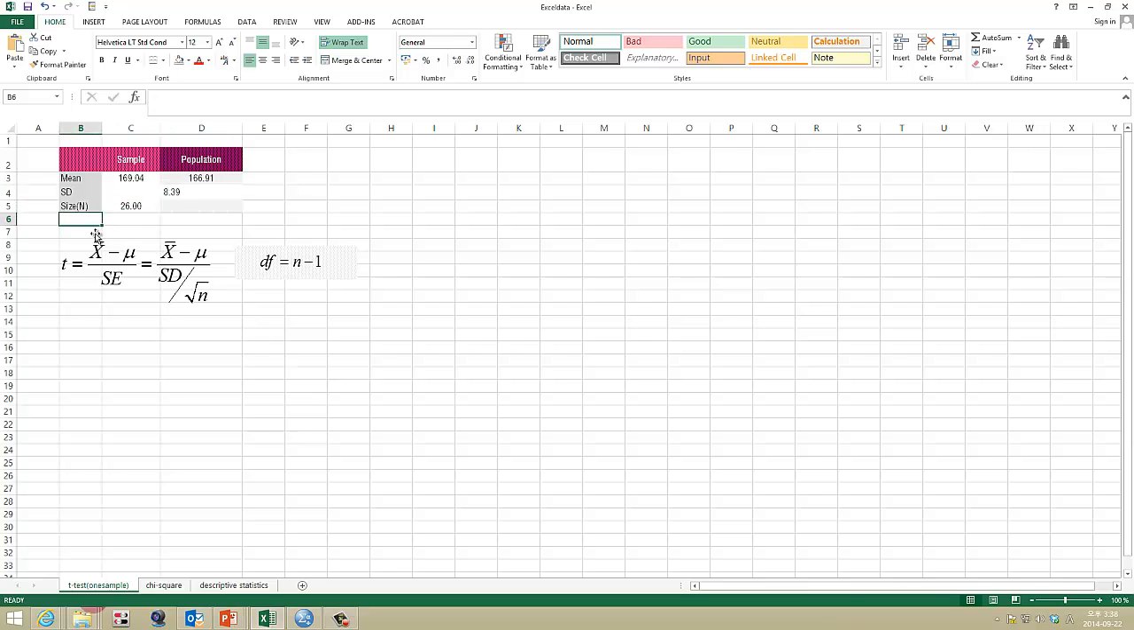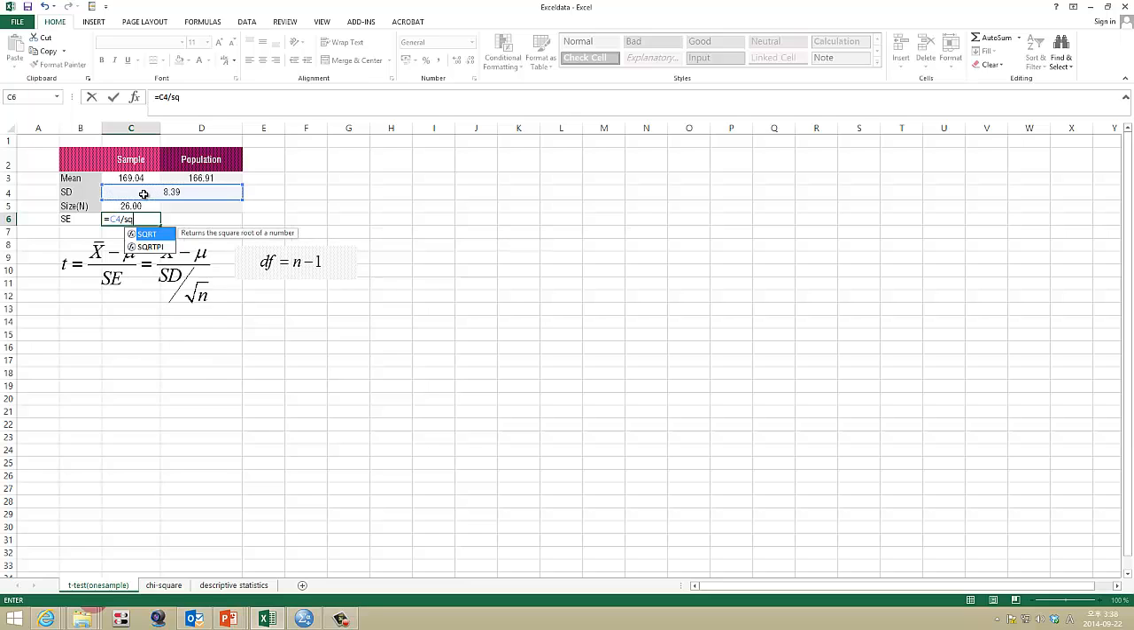So then let's calculate the standard error in this cell. So the standard error is C4, the standard deviation, divided through the square root of 26. Alright, the standard error is almost 1.65.